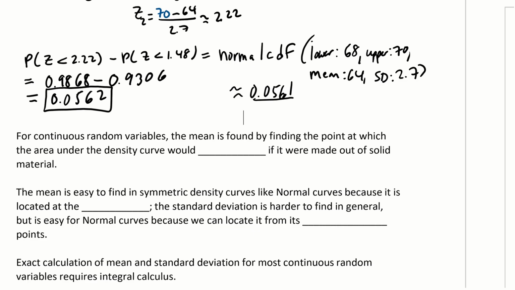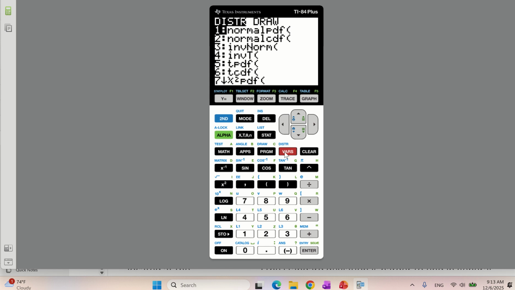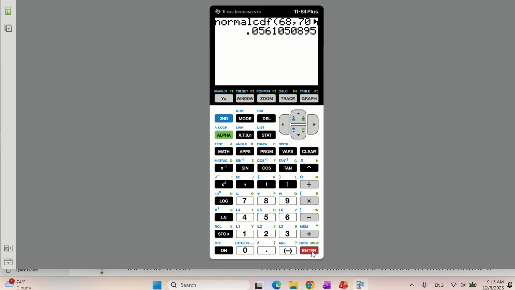All right, so let's show you this on the calculator. Showing you how to do this, we had to hit second and then vars for distribution. You see it says DISTR, for distribution. And then we're going to go to normal CDF, not PDF. Always go to CDF. And then lower was 68, the upper is 70. Then go down to 64, and then this is 2.7. And then enter, and you'll get the 0.0561, which is what we got.